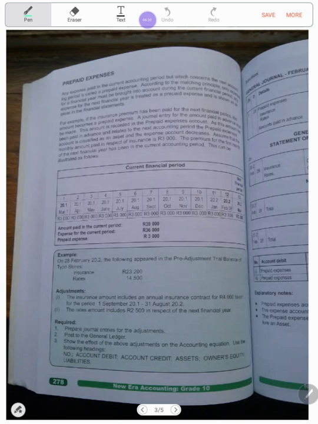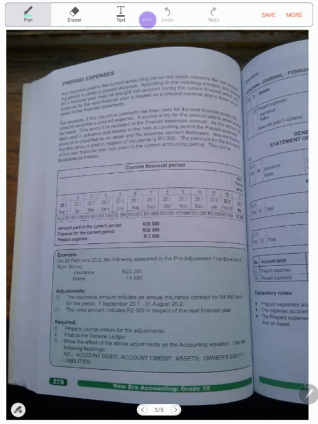Any expenses paid in the current accounting period but which concern the next accounting period are called prepaid expenses. According to the matching principle, only expenses for a financial year must be brought into account during the current financial period. Any expense for the next financial year is treated as a prepaid expense and is shown as an asset in the financial statements.